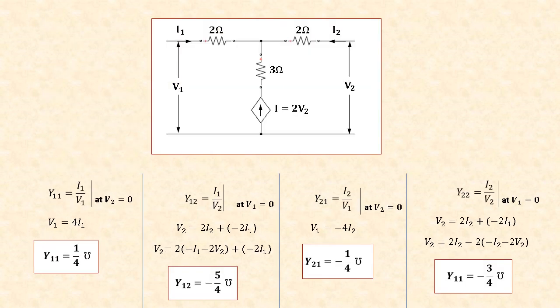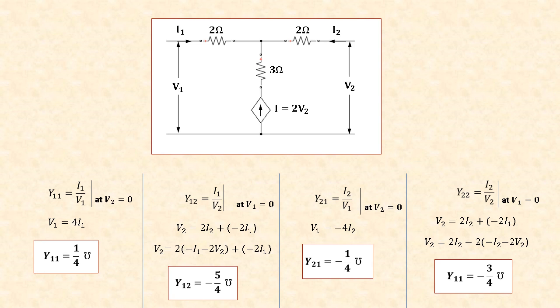First, Y11 is equal to I1 by V1 at V2 is equal to 0. V2 is equal to 0 means the second port is short circuited. So the dependent source I is also 0. That is, it is open circuited. Hence, the current I1 is equal to I2, but in opposite direction. Hence, V1 will be equal to 4 into I1. Simplifying, we have Y11 is equal to 1 by 4 mho.